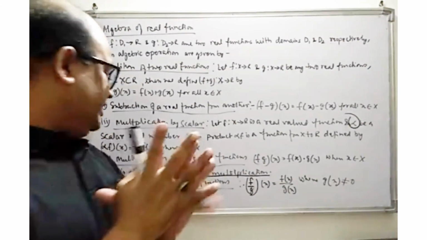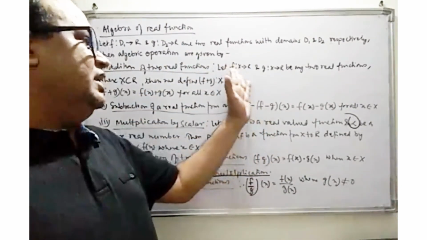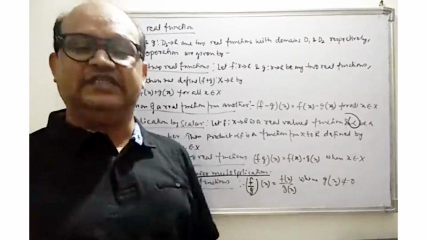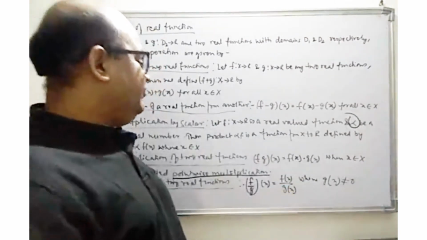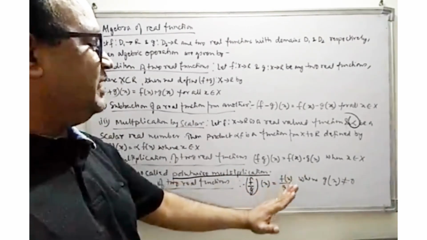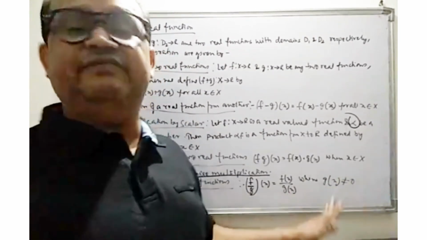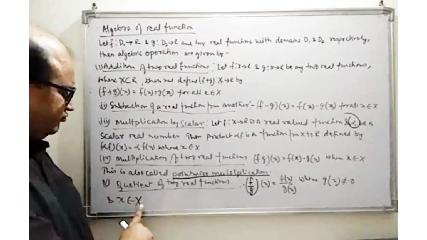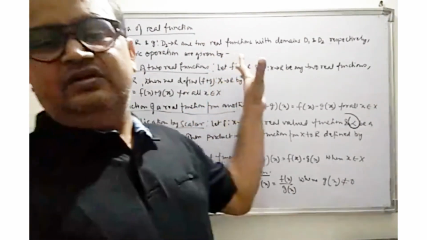Now let us come to the quotient of two real functions. Suppose again two functions f(x) mapping to R and g mapping to R are two real valued functions such that capital X is a subset of real numbers, then we define the function (f by g)(x) equals f(x) by g(x), where g(x) is not equal to 0. The denominator cannot be 0. If the denominator is 0, it becomes invalid, that is undefined, and small x belongs to capital X. So these are the algebra of real functions.